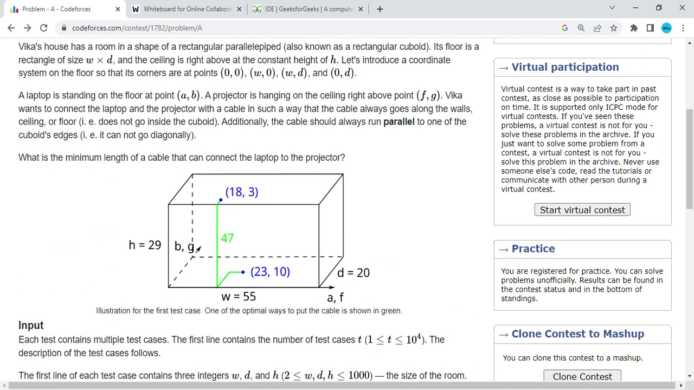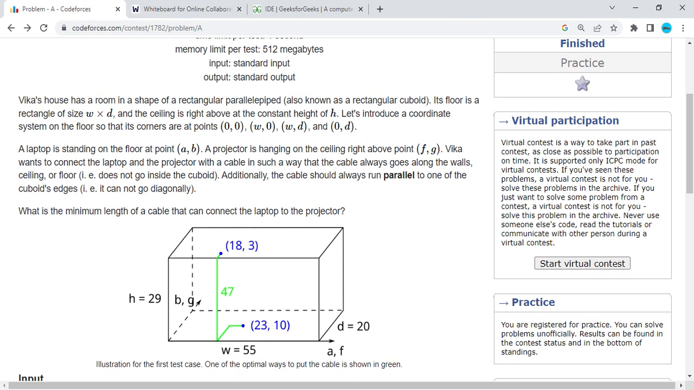What is given is a cuboid of width w, height h, or simply a parallelepiped, or a rectangular cuboid. Its floor has dimension w cross d and a height of h. And there is a laptop and a projector. The laptop is on the floor and the projector is on the top of the rectangular cuboid.